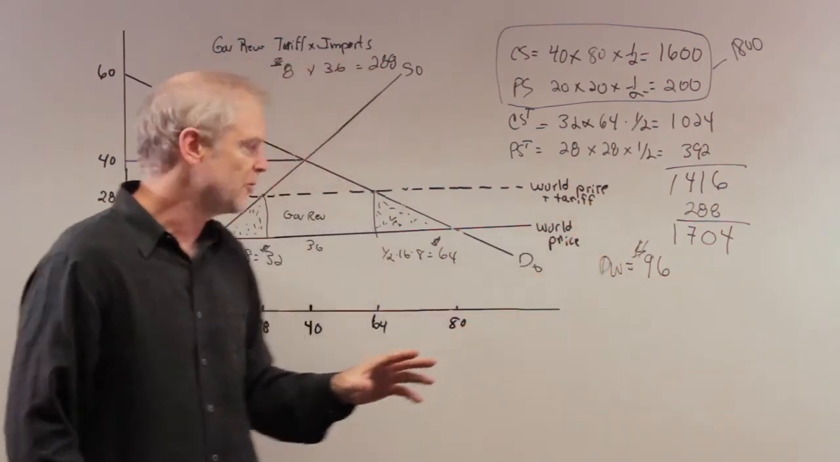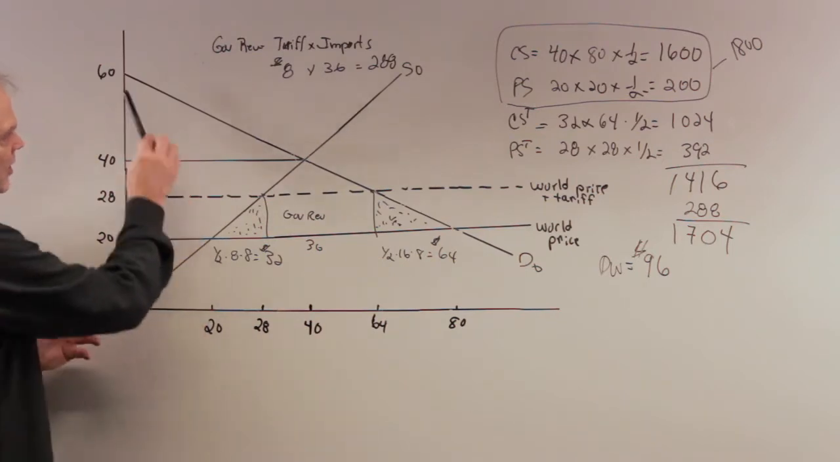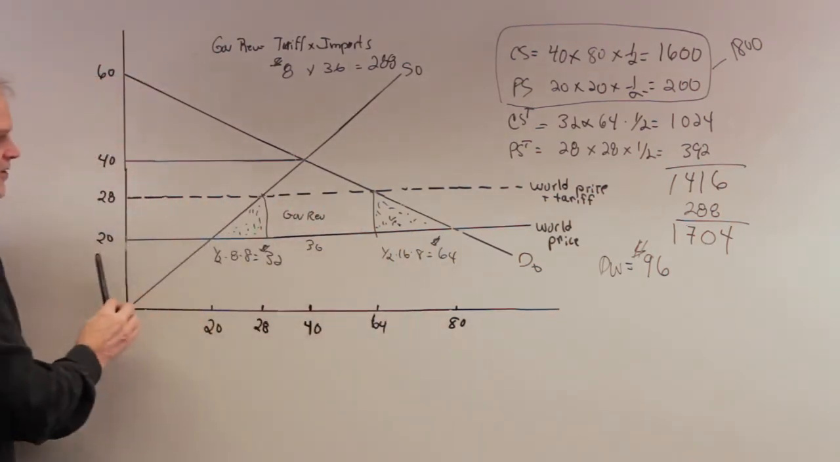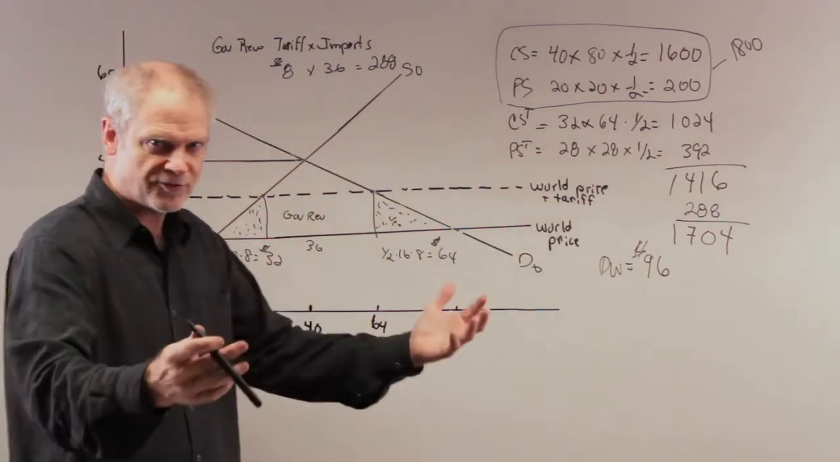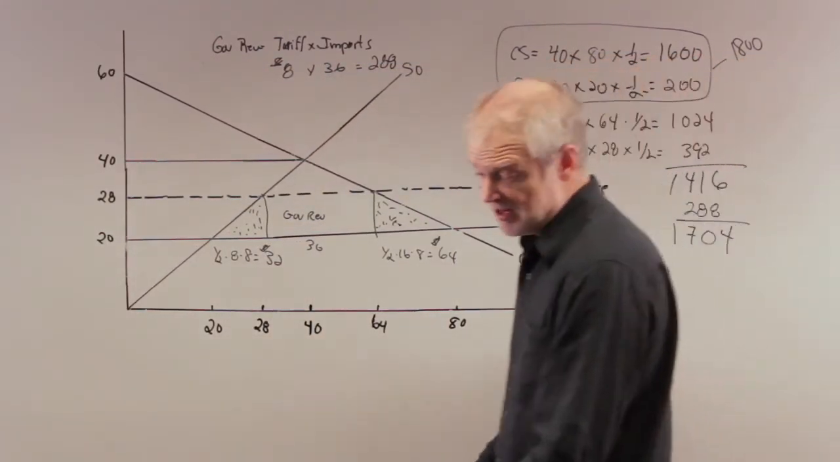So you could compute it two ways. You could figure out the area of these two triangles to get the deadweight loss, or you could compute the difference in total surplus with free trade versus free trade and the tariff. And that would give you that number. And it's a great number. It's a great question.